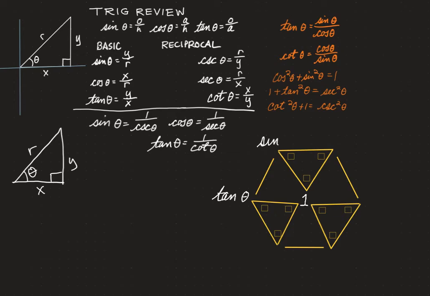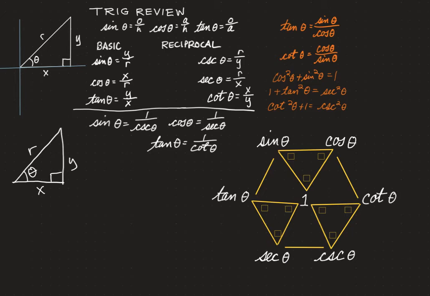We have the sine of theta on top, followed by the cosine of theta. And over here to the right, we have the cotangent of theta. At the bottom, we have the cosecant of theta, and then the secant of theta.